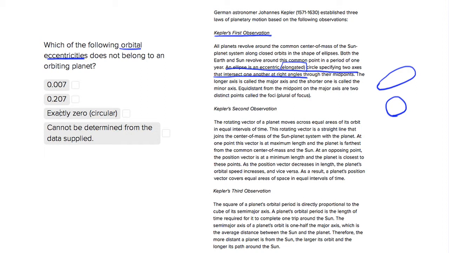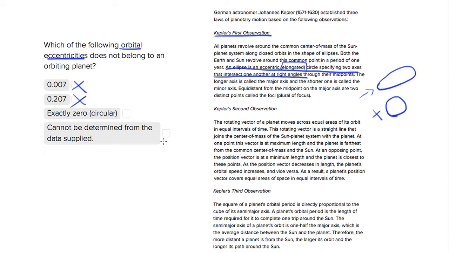Choice number 3, exactly 0 or circular. So this is probably going to be our answer because we know that it's eccentric and it's elongated. So it's more like this and not like this. So this is going to be something that we can definitely say from our information. These are too specific to say yes or no, so it's not going to be a good answer.